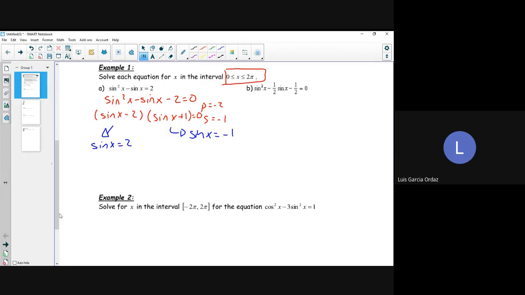However, there is no angle that gives us a sine value of 2, so this is inadmissible and does not count towards our solution. However, sine x equals -1 does count, because sine gives us a value of -1 when x equals 3π/2. Again, you can use the unit circle to help you figure out these solutions. I suggest you have your unit circle with you at all times when you're solving quadratic trig equations.